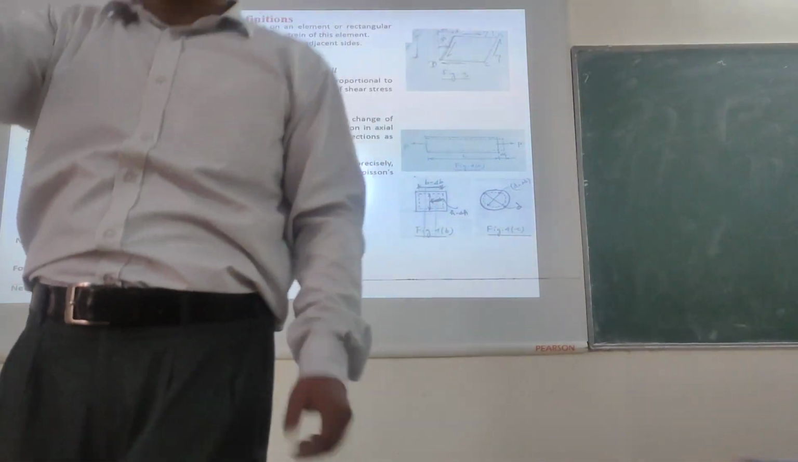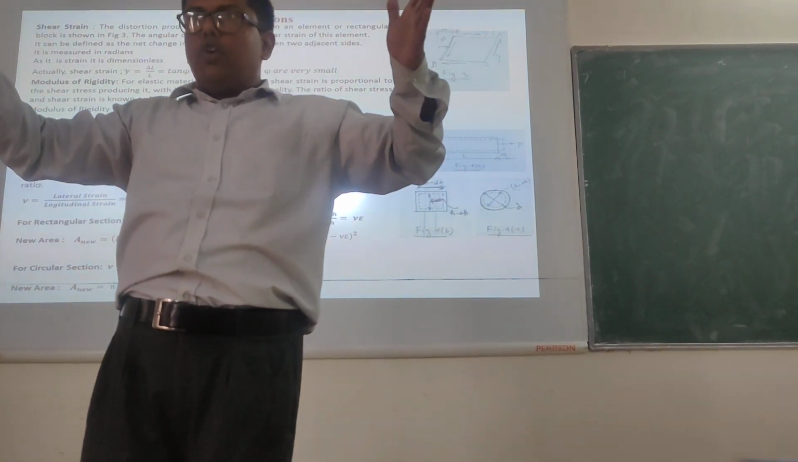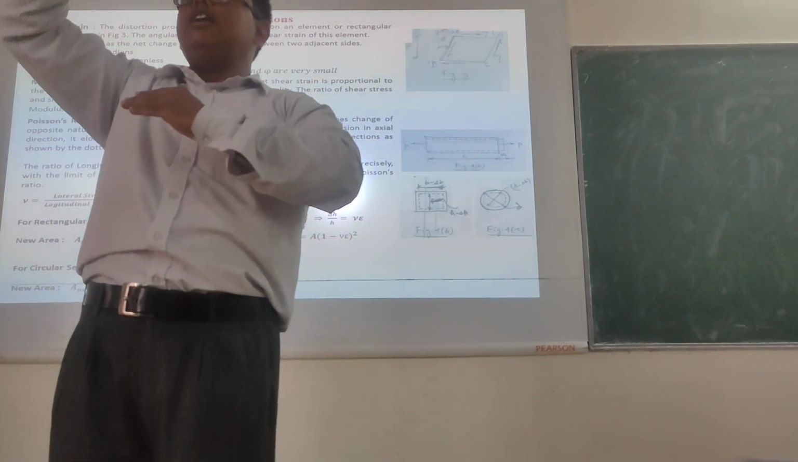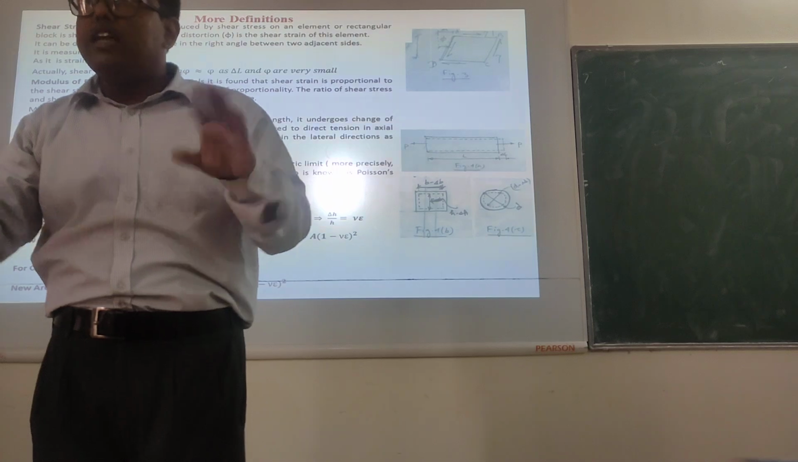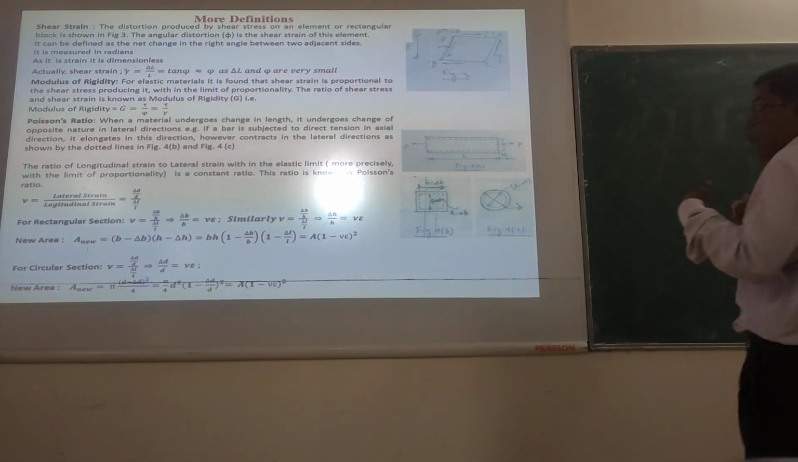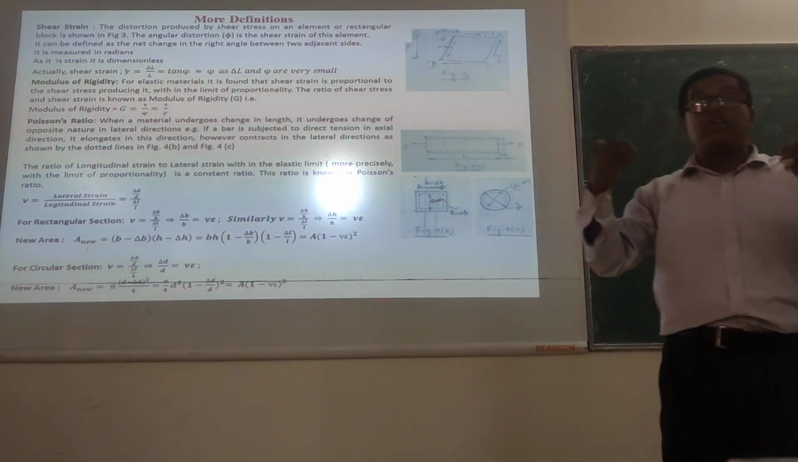On the reverse, if I compress the body, then it will be longitudinally shortening and laterally expanding. Both can be explained with Poisson's ratio. So what is the Poisson's ratio? Poisson's ratio is defined as the lateral strain by longitudinal strain.